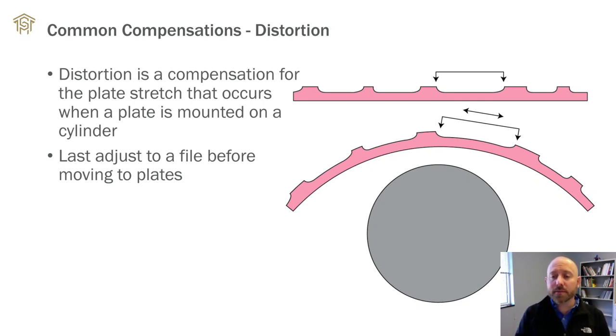And we have to do this, otherwise, for one, our plate's not going to fit around the cylinder, but also two, our artwork is going to be slightly stretched in the direction that it's going around the cylinder. So it's definitely something that we want to address. It's very easy to do, something that's very quick to do, but the thing to understand is it should be the very, very last adjustment that you do to any artwork before the plates are made.